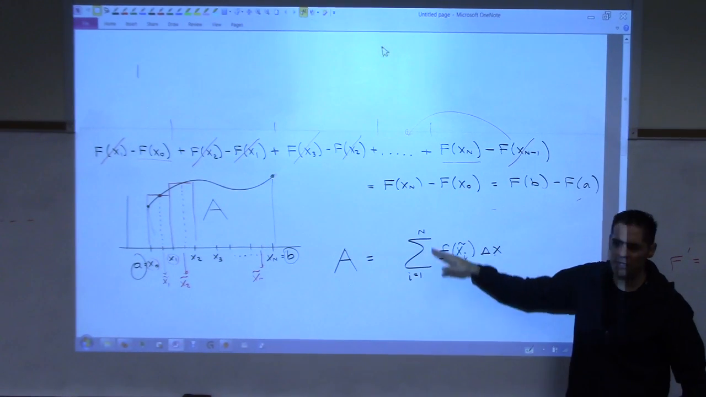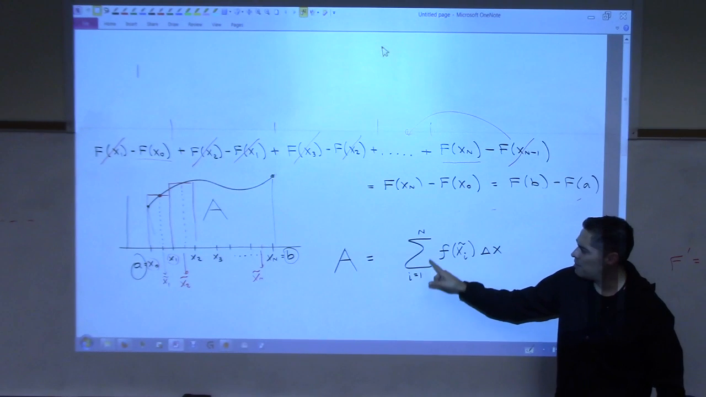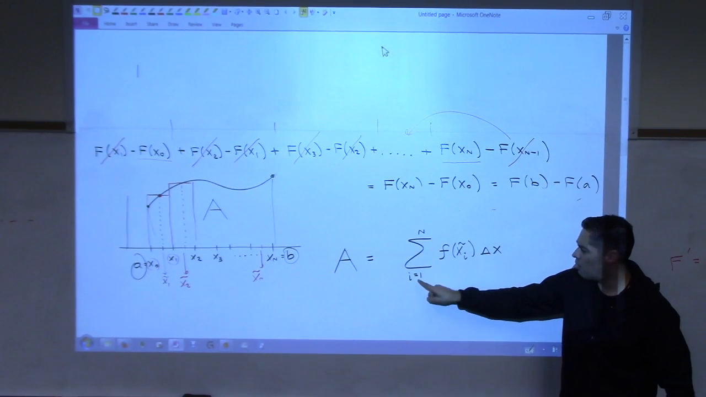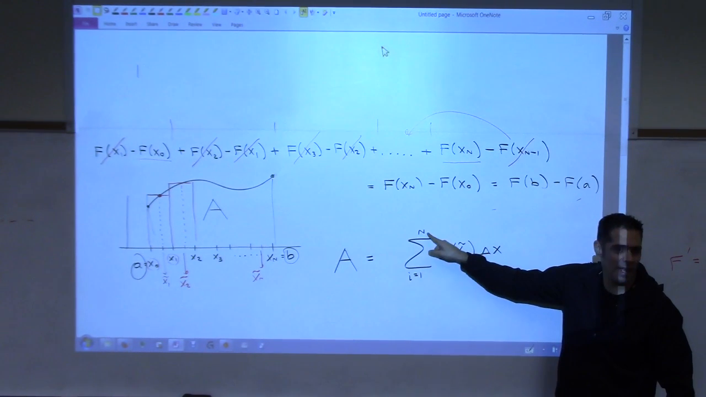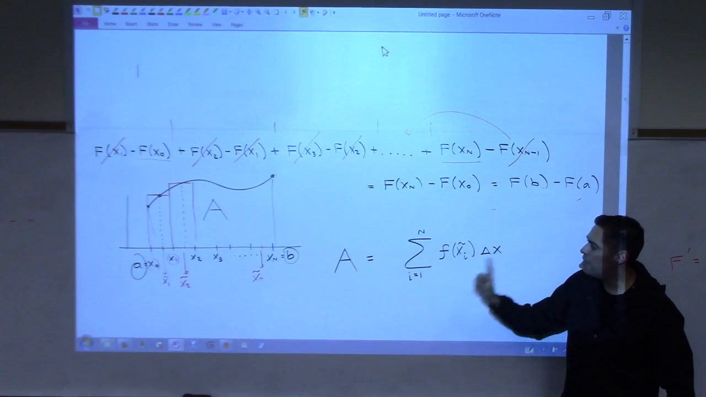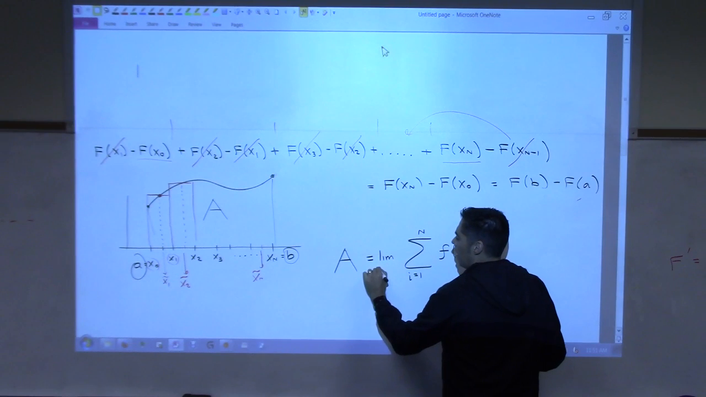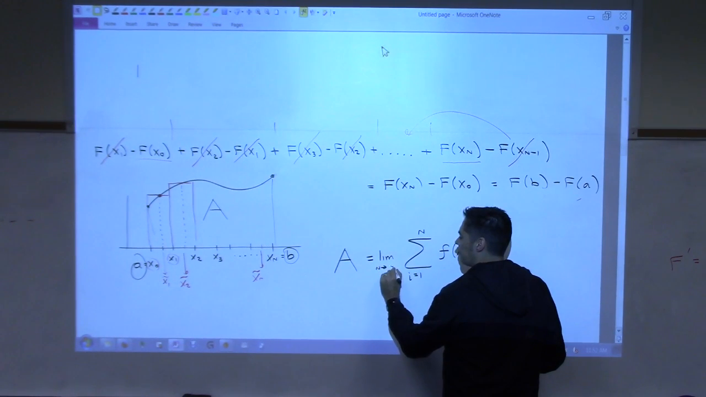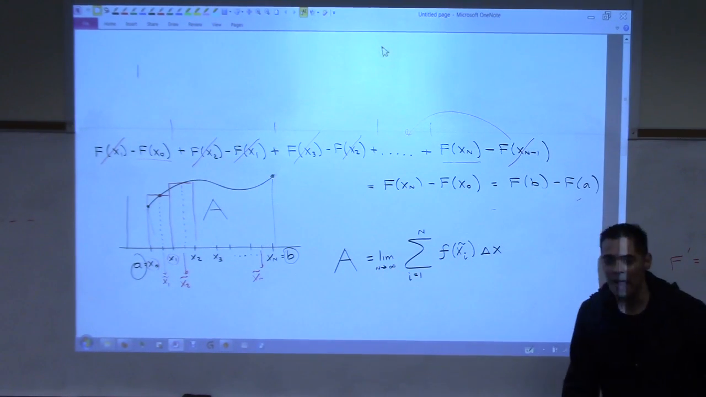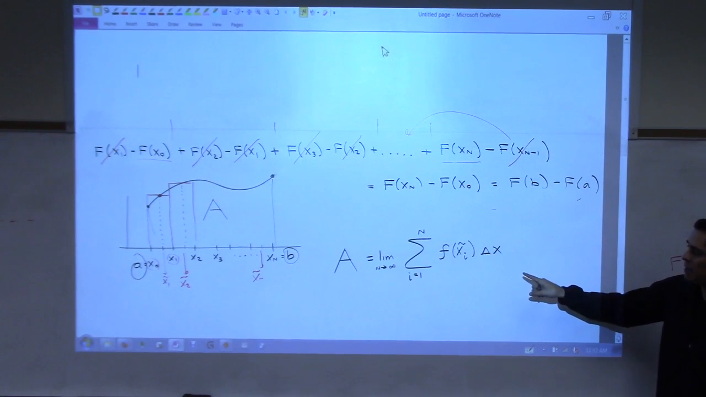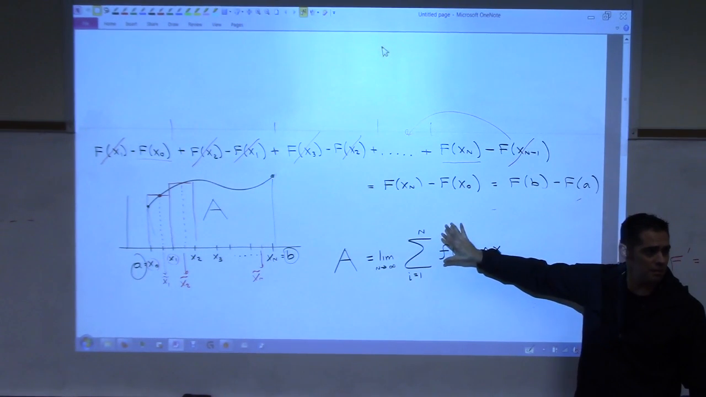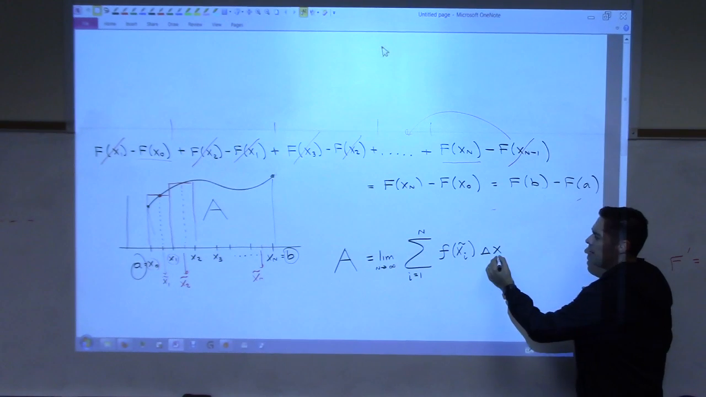If you've never seen sigma notation, don't freak out. This just means add up a bunch of stuff, start with i being 1, stop when you get to n. And then in front of this, very important part, I'm going to let n go to infinity. And what happens when n goes to infinity is this sum becomes infinite, right? And this number right here goes to 0.